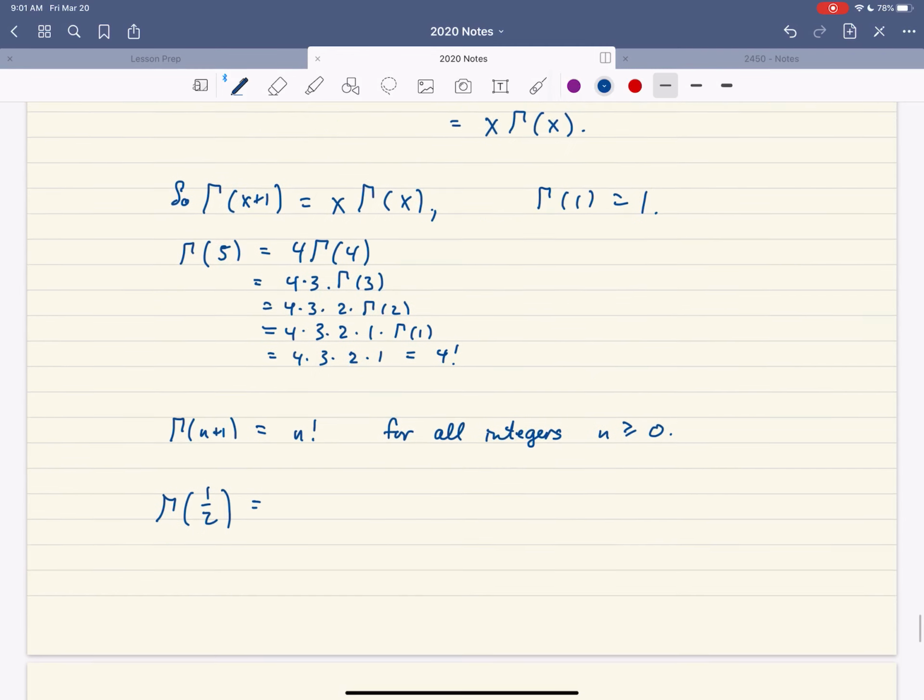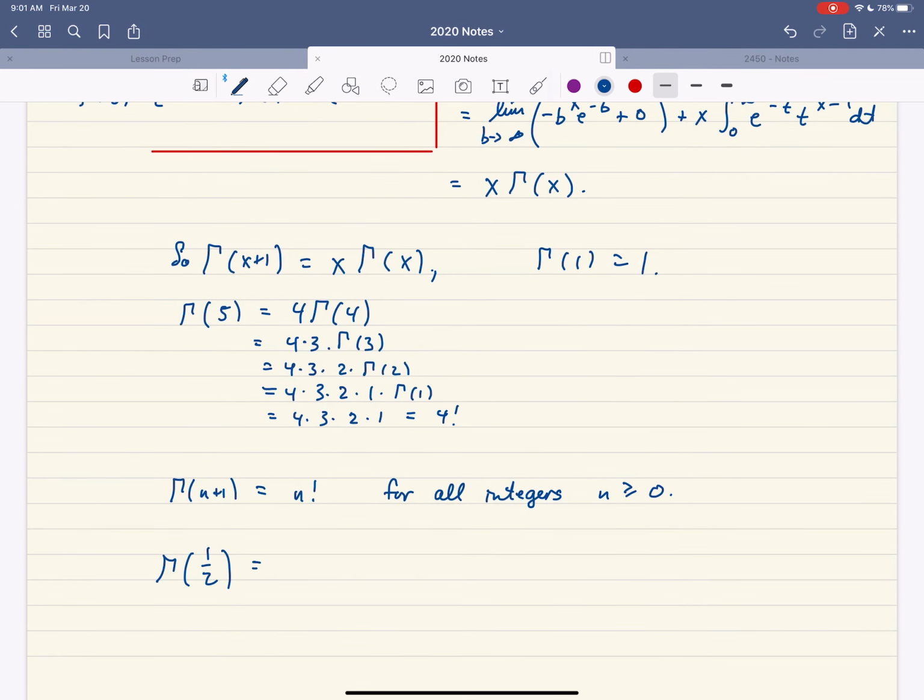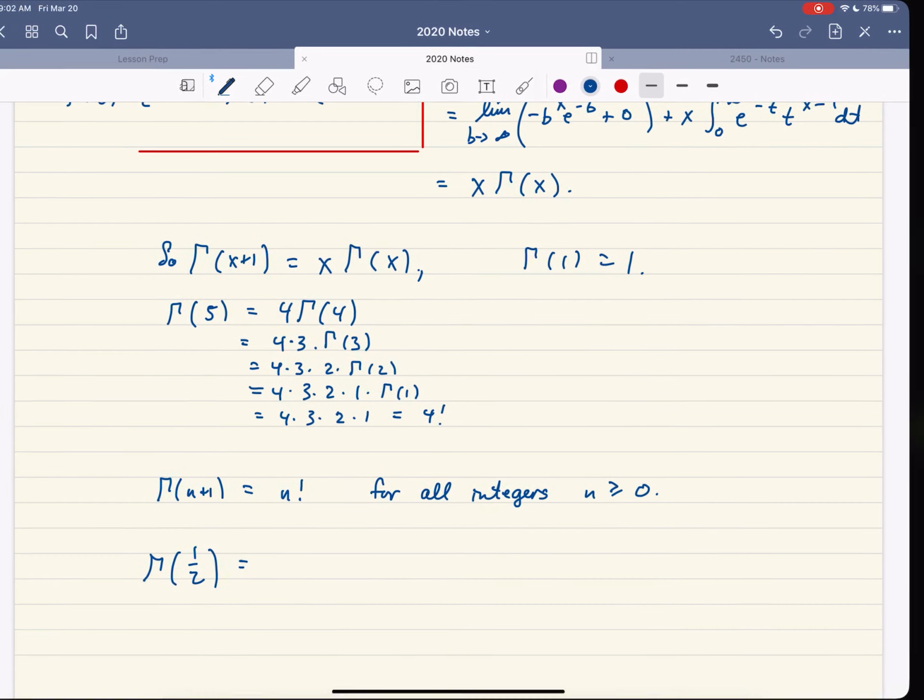Okay, and so gamma of 1/2, what we're going to do there, and we need to be a little bit clever here. Gamma of 1/2, really these half integer values are going to be something that will be very useful for us. But gamma of 1/2, let's just plug everything in.